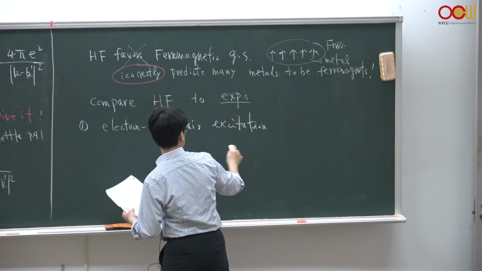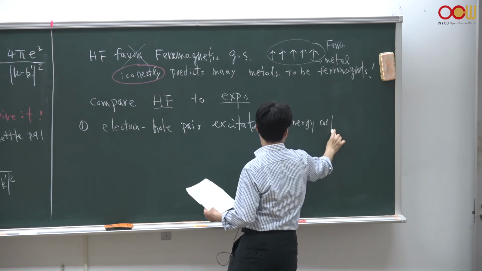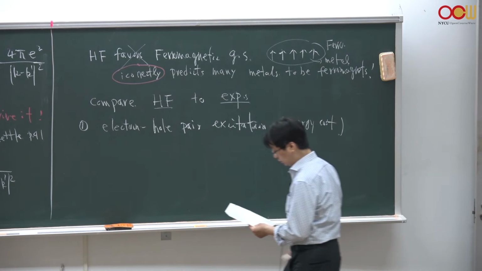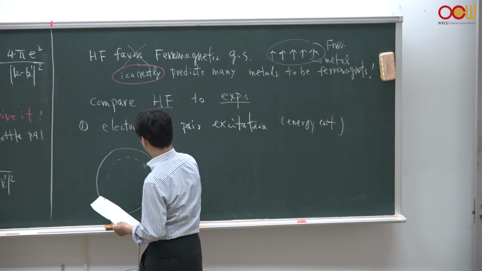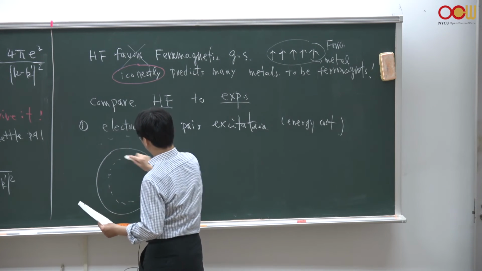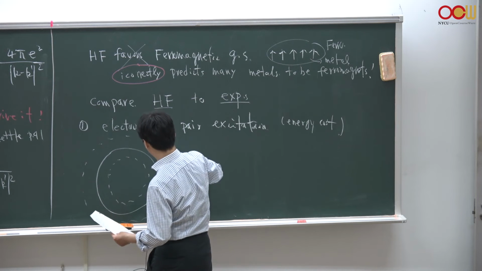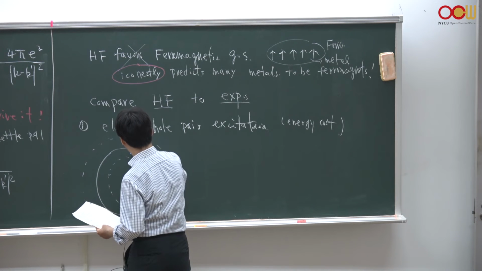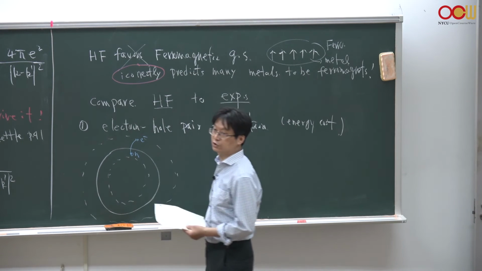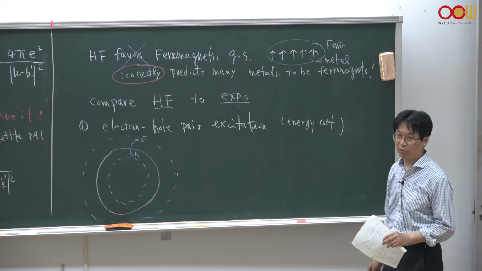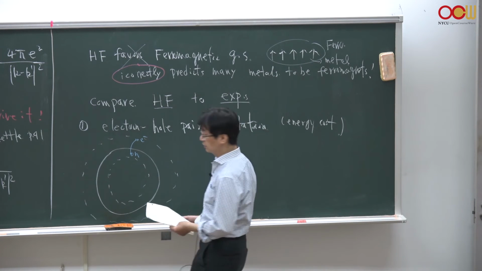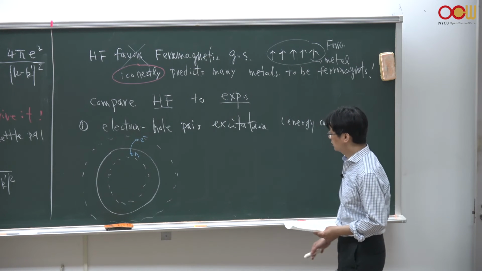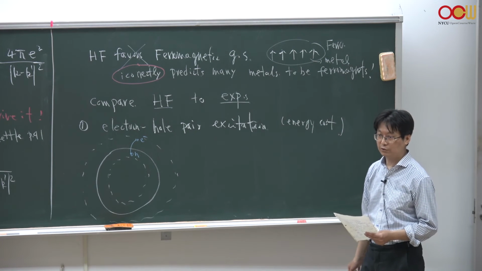So, the energy cost for such an electron-hole pair excitation. Remember, in the very beginning, we mentioned the two thin shells inside and outside of the Fermi sphere that allow for such electron-hole pair excitations. Such electron-hole pairs are called quasi-particles. Remember that. And now we can really calculate this energy cost to create such quasi-particle electron-hole pairs within the Hartree-Fock.